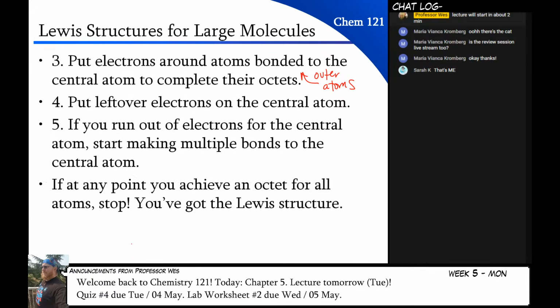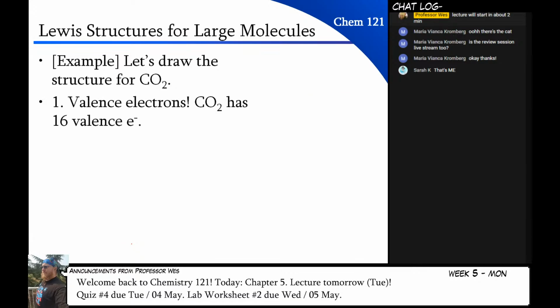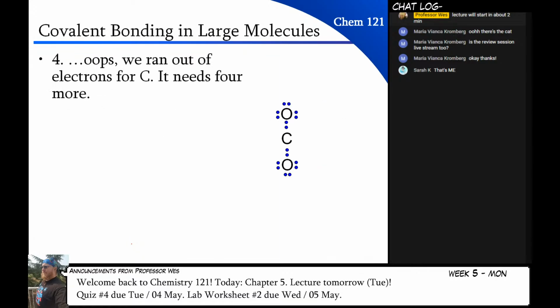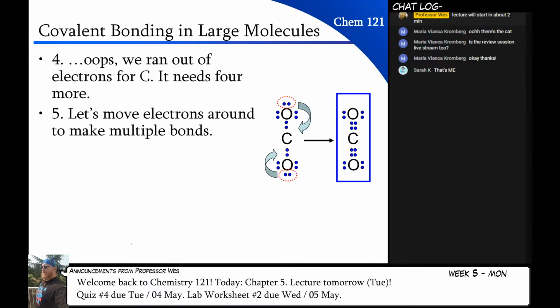All right. And then finally, if at any point you get to an octet for everything, you could just stop because no remaining steps will matter. By then you'll be out of electrons anyway. So these slides walk through how to do CO2. And you can see what we just did here, and there's our structure.